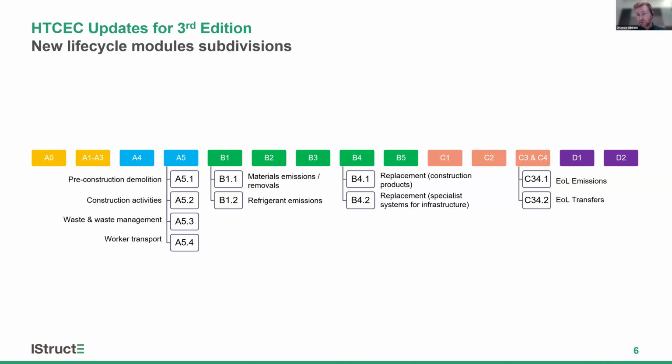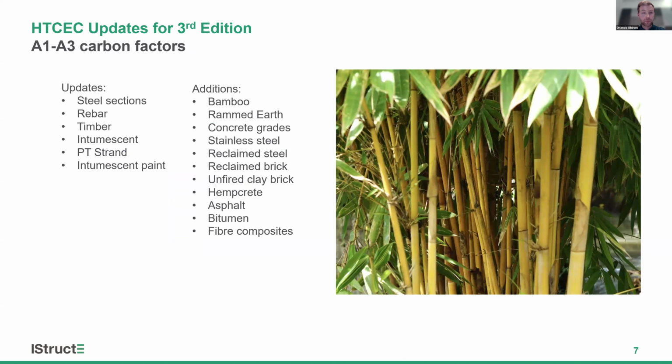So A5 has 4 subcategorizations, B1 has 2, B4 has 2 subcategorizations, and kind of unique to our guide is a suggestion of how you could break down C3 and C4 into 2 subcategorizations, talk about emissions and transfers separately, which I'll get onto in a bit.